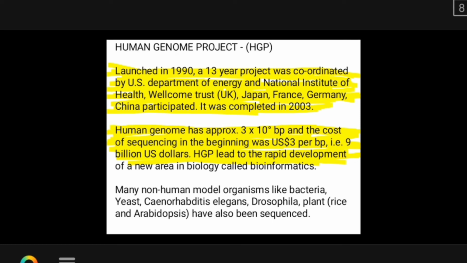And HGP led to the rapid development of a new area in biology called bioinformatics. This is very important. It led to a new field, a new department, a new area in biology called bioinformatics.